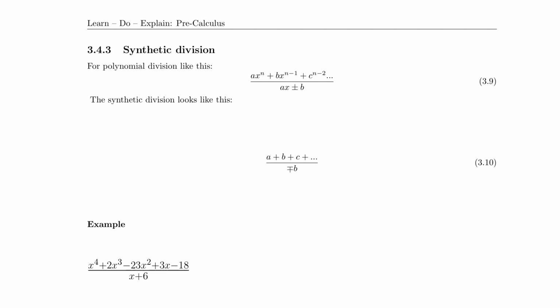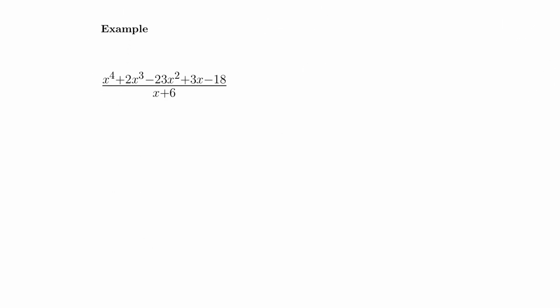Okay, so how do we do this? Let's evaluate this example. We have this division. It says x to the 4th power plus 2x cubed minus 23x squared plus 3x minus 18 divided by x plus 6. The first step is to evaluate what makes the denominator 0, or what is the root of the polynomial in the denominator. So the denominator is x plus 6. Then we just equal it to 0 and find the value of x, and that will be minus 6. Then we take this number and start our synthetic division.